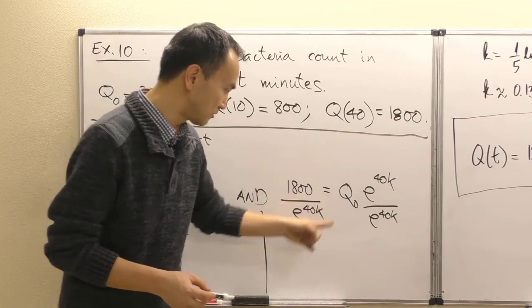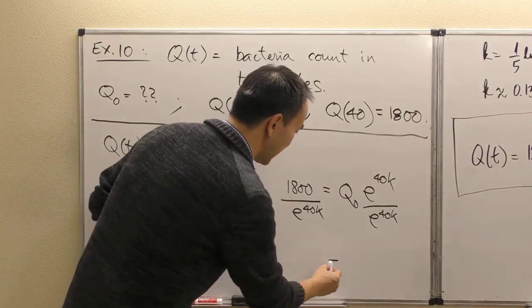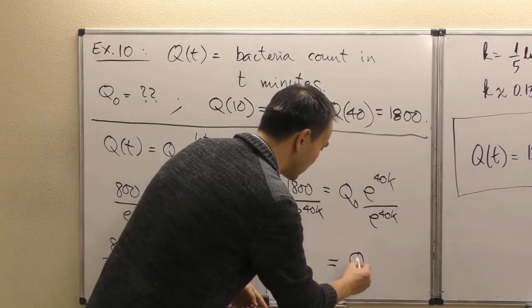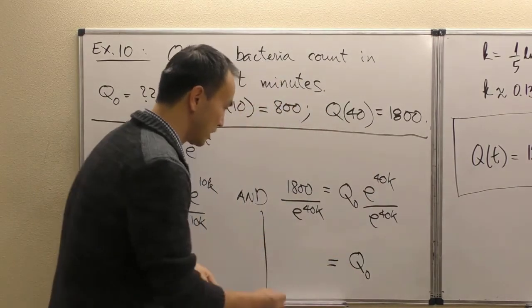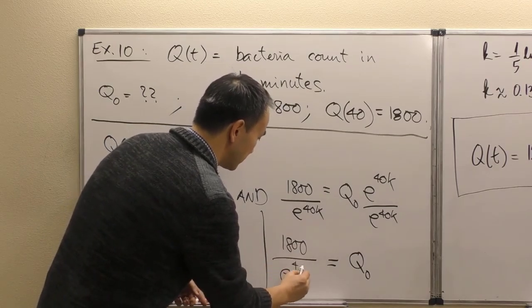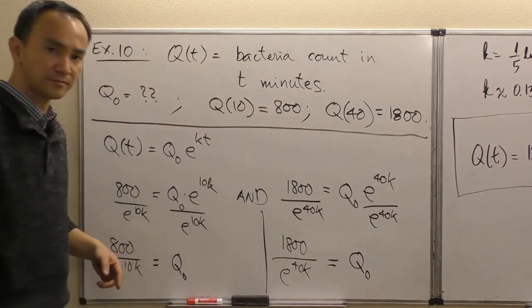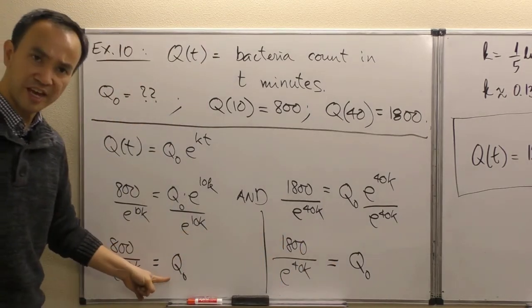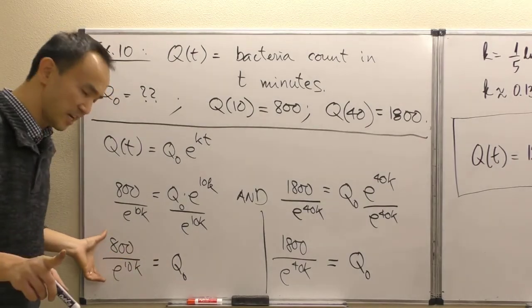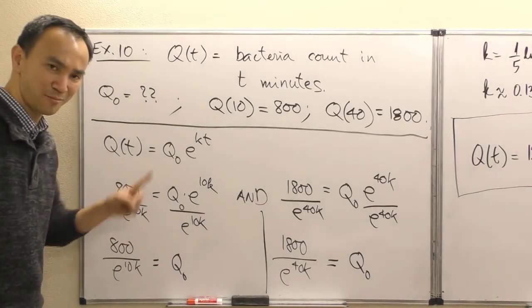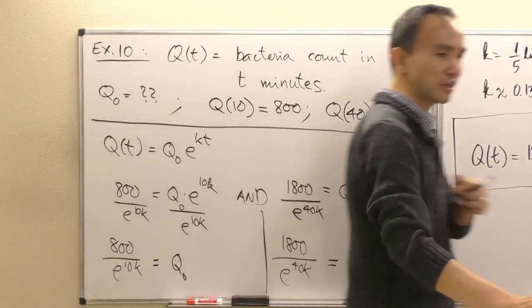All right, so after dividing e to the 40k from both sides, I'm going to end up with another one. So q sub 0 equals 1800 divided by e to the 40k. So q on one hand equals this expression, and the same q on the other hand equals the other expression right here. So on my next board, allow me to bring up the following relationship.